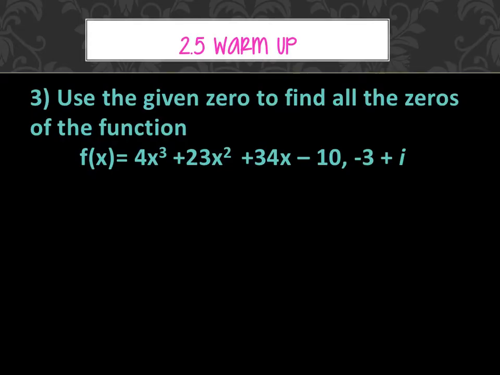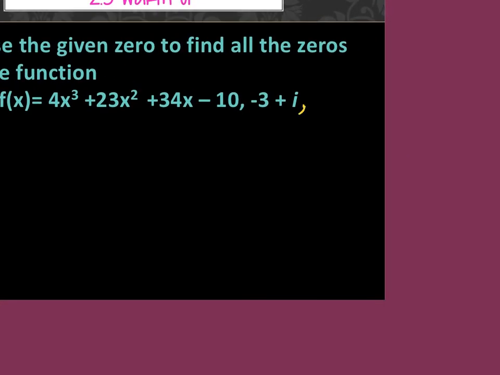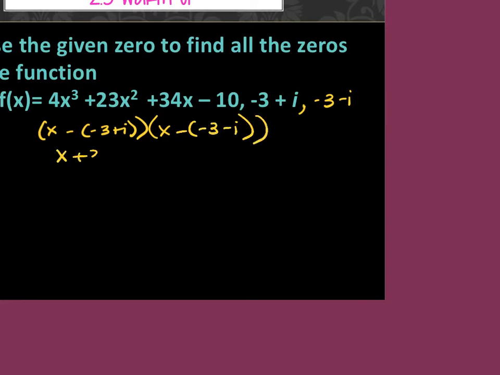Okay, last one says use the given zero to find all the zeros of the function. So I'm giving you one complex root. If negative 3 plus i is a root, what else do you automatically know is a root? Negative 3 minus i. Good. So then I'm going to do x minus a negative 3 plus i and x minus a negative 3 minus i. So this becomes x plus 3 minus i and x plus 3 plus i.